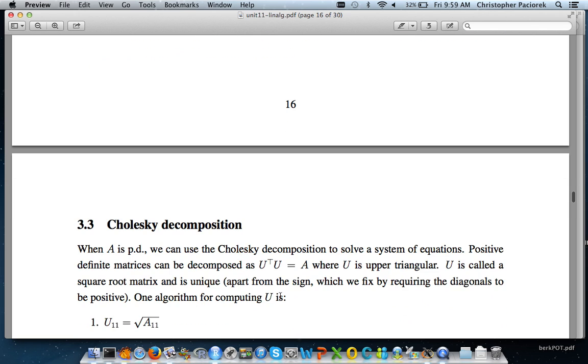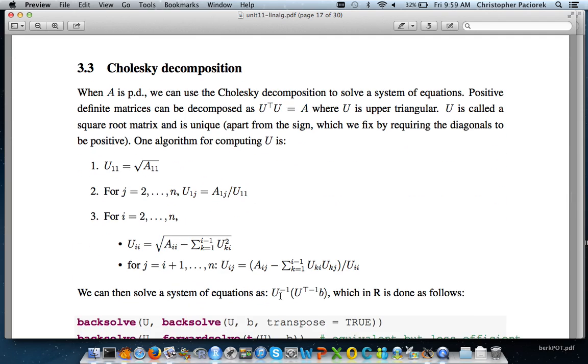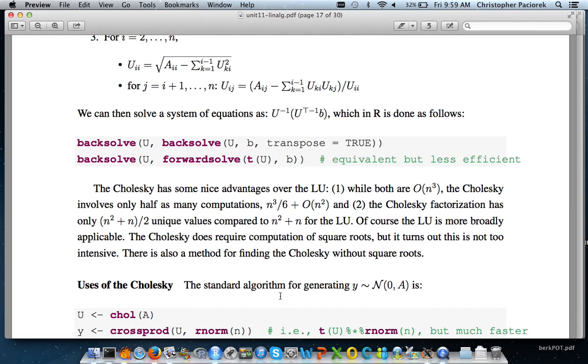We'll talk fairly briefly about the Cholesky decomposition next time, and then we'll launch into talking about the QR decomposition and doing regressions.